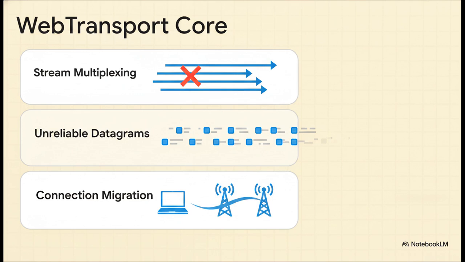Furthermore, it enables unreliable datagram transmission for ultra-low latency needs, think gaming telemetry, and it features connection migration, allowing a session to survive seamlessly when a user switches, say, from their home Wi-Fi straight to cellular data without dropping a beat.